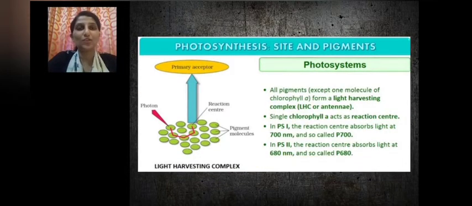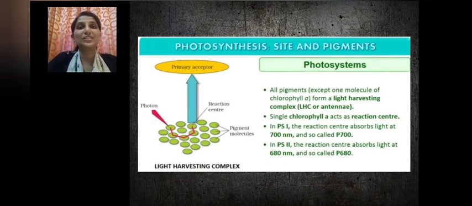All the pigments, that is chlorophyll A and the accessory pigments, except one chlorophyll A molecule, act as the light harvesting complex, or it is called the antenna. So all pigments except one chlorophyll molecule. And what is the exception? A chlorophyll A molecule. This single chlorophyll A molecule is called the reaction center. Whereas the rest of the chlorophyll A molecules and the accessory pigments act as the light harvesting complex, or the antenna molecules.